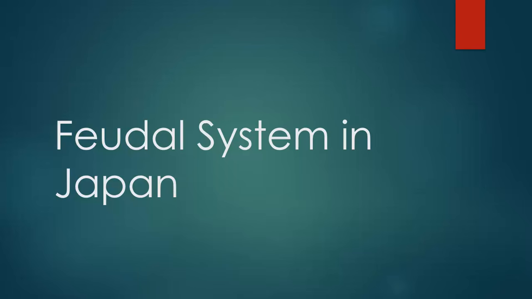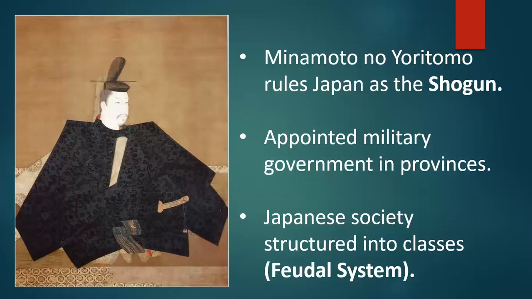I'm Mr. Salagaras, and today we're going to learn about the feudal system in Japan. Alrighty. In the previous episode, we talked about how Minamoto no Yoritomo took power of the Japanese government and became the Shogun of Japan. Today, we're going to focus on what happened as a result of this change in the way that Japan was governed during this time.